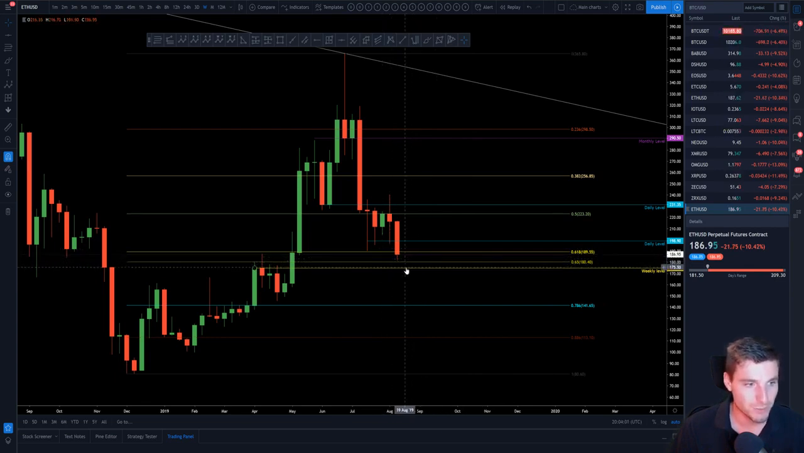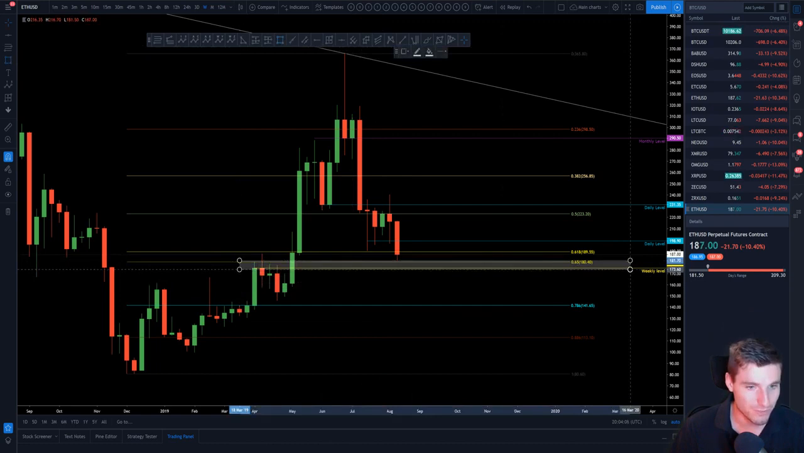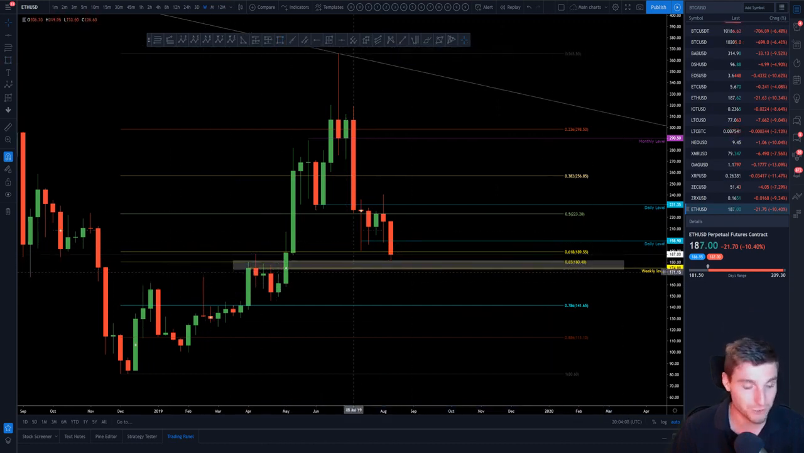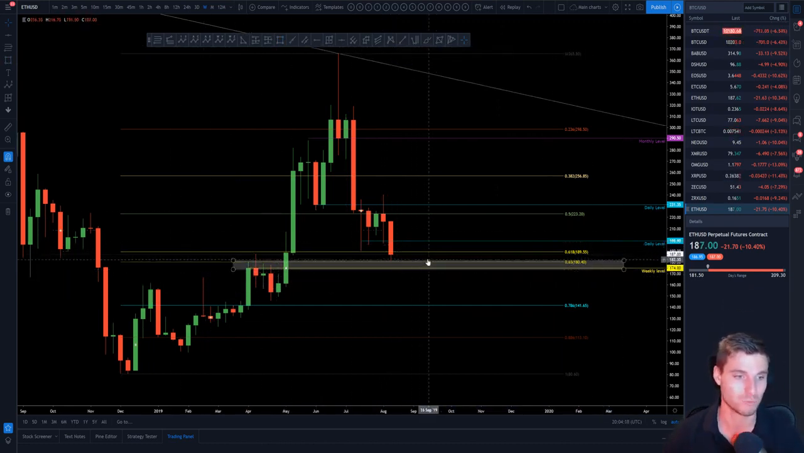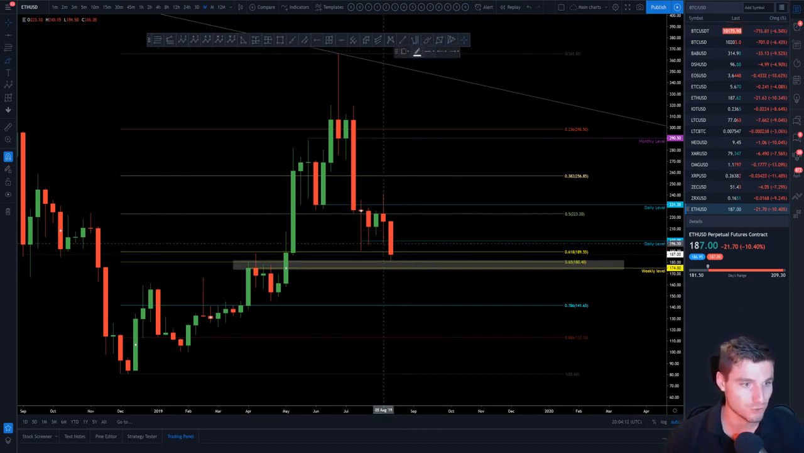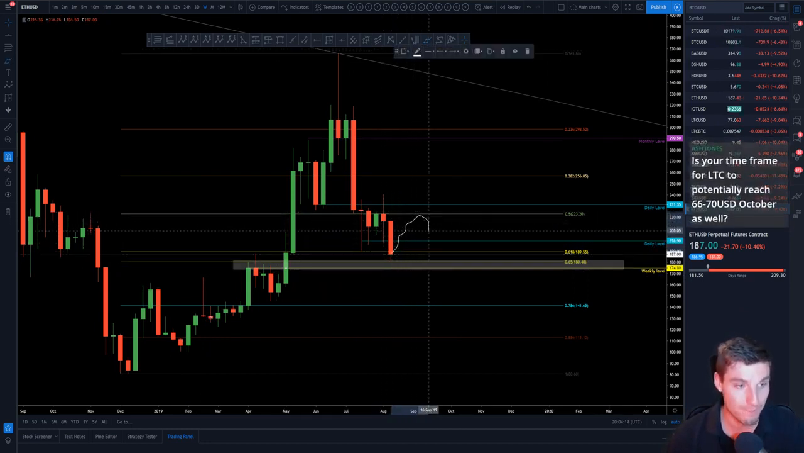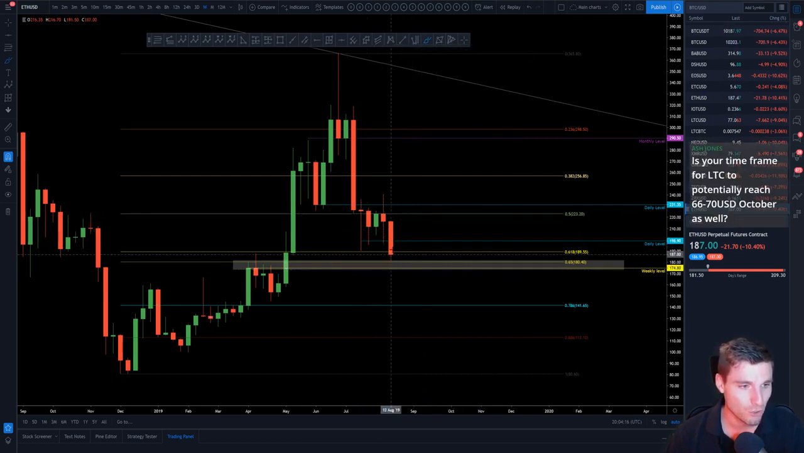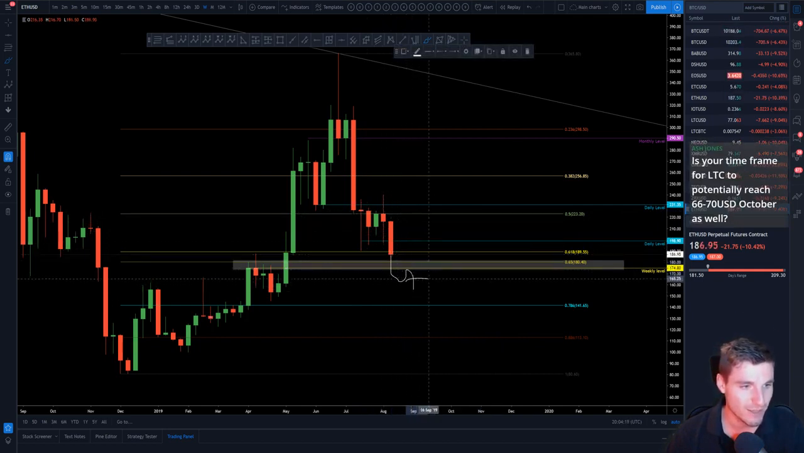So 180 to 174, you do have support here. So it's not a level I'd be looking for longs, basically. I wouldn't be looking for shorts at this support either. I'd either wait for it to bounce and short into the bounce, or for it to actually break down here and retest the weekly, and then I'd obviously look for a short.